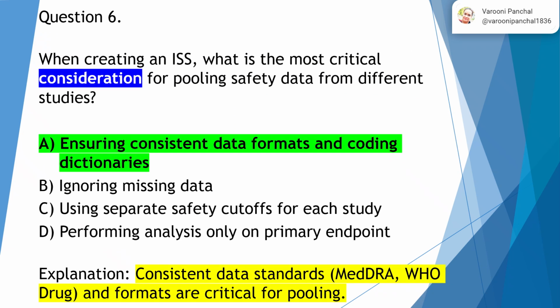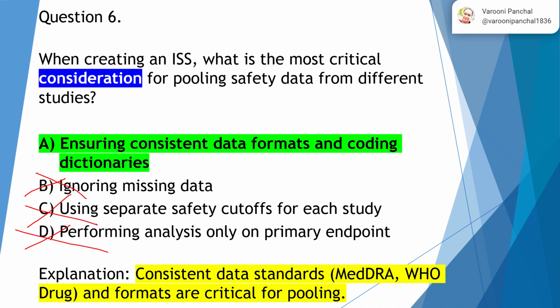Question 6. When creating an ISS, what is the most critical consideration for pooling safety data from different studies? Option B, ignoring missing data. Well, you cannot ignore missing data. Even missing data might need to be presented in some way or the other. Option C says use separate safety cutoffs for each study. No. Performing analysis only for the primary endpoint. No. ISS studies are required to perform each and every analysis that is included in the study and as per the statistical analysis plan. So this is not the right answer.